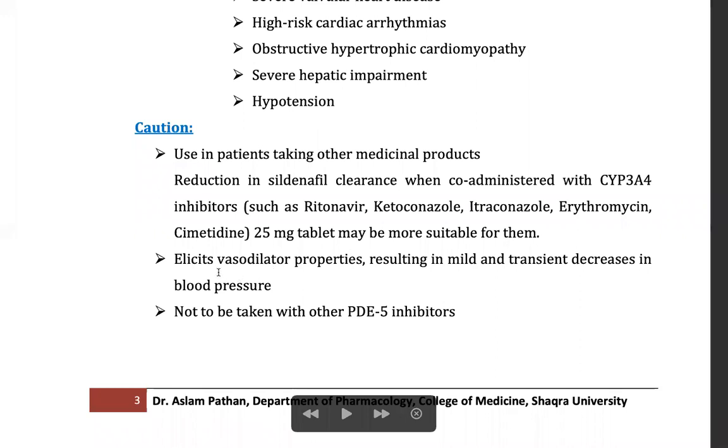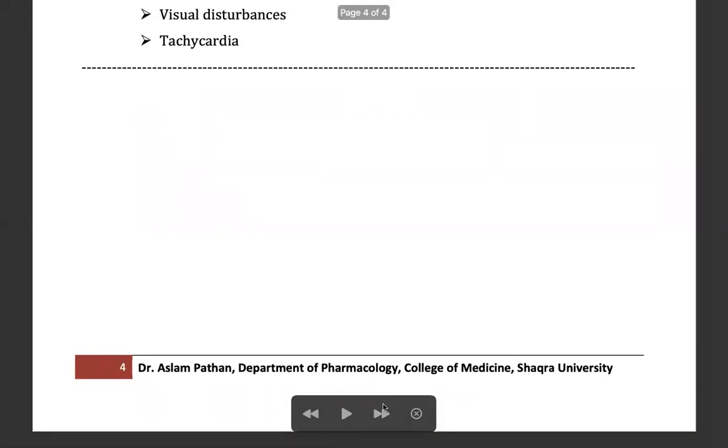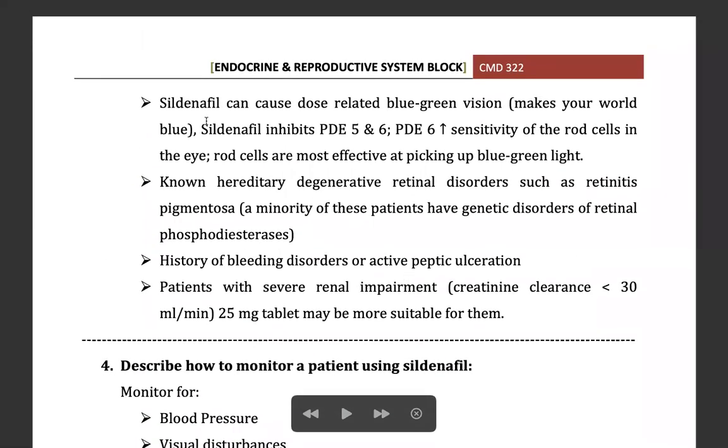Plus it also elicits vasodilator properties resulting in a mild transient decrease in blood pressure. So in patients with hypotension, great caution should be taken, and it should not be taken with other phosphodiesterase 5 inhibitors, as it may potentiate the action or produce adverse effects. Cautions of sildenafil.